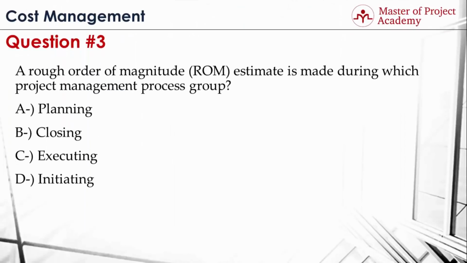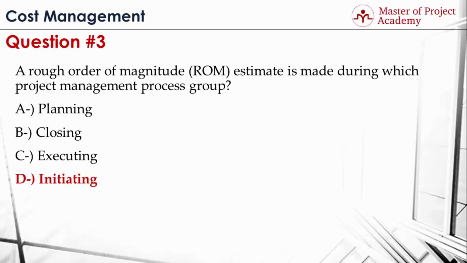Question 3. A rough order of magnitude, or ROM estimate, is made during which project management process group? A. Planning, B. Closing, C. Executing, or D. Initiating. The answer is D. Initiating.